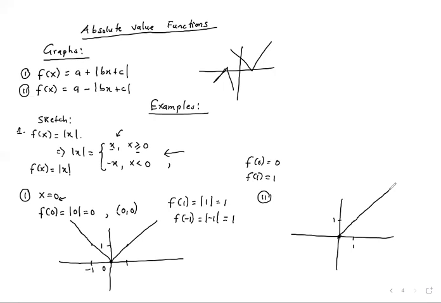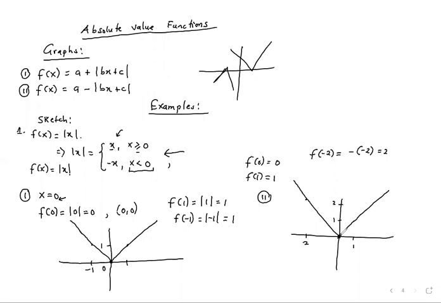Then you go to the other domain. X is less than 0. So when f of x, let's say we use -2. -2 is less than 0, so we must get -(-2), which is +2. So we have 2, 2, a point somewhere there, meaning that the graph is coming this way. So we have again sketched the graph, the same graph, using a different method.